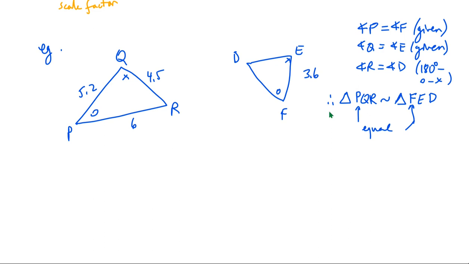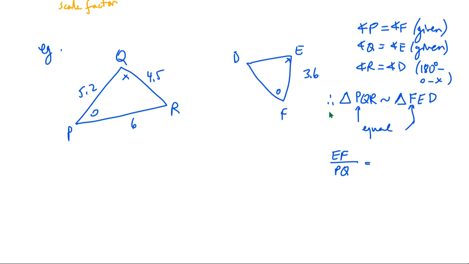Okay, now this 3.6, the EF, corresponds to the 5.2 because you see the 3.6 is between the little angles x and circle, and on the left, the 5.2 is between the little angles x and circle. So this side EF divided by the side PQ is going to be the same ratio, right?